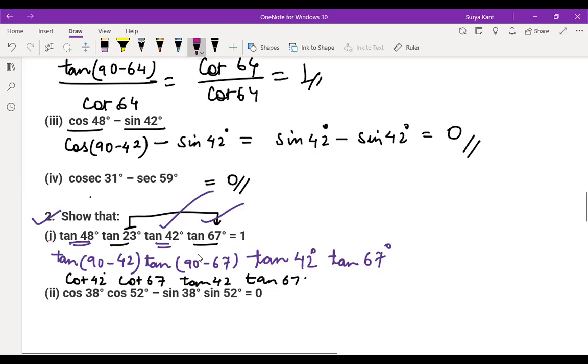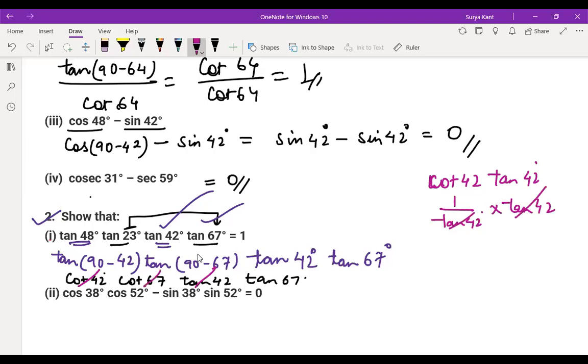This tan 42 and cot 42 will get cancelled. Writing cot 42 and tan 42 separately, we know that cot theta is the reciprocal of tan theta. We can write 1 by tan 42 multiplied by tan 42, so this will get cancelled. This will become 1. We can cancel it across, and this will cancel with this. So the answer is what? 1. This got proved. Okay.